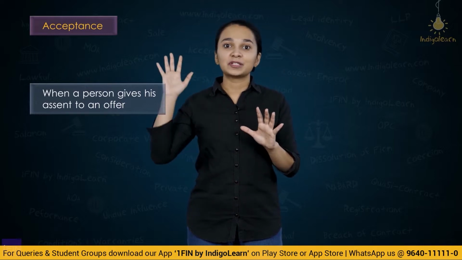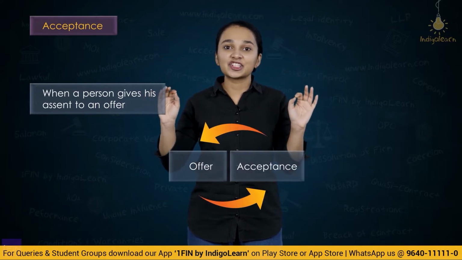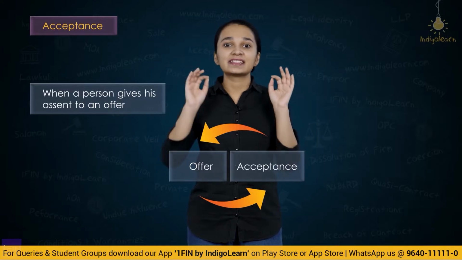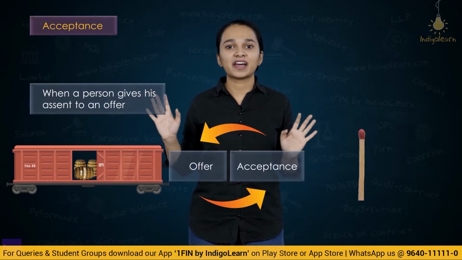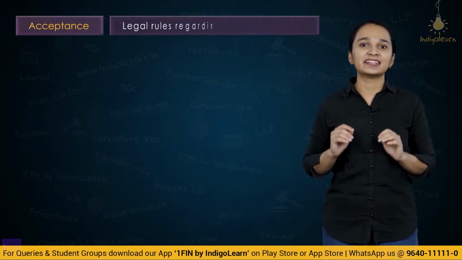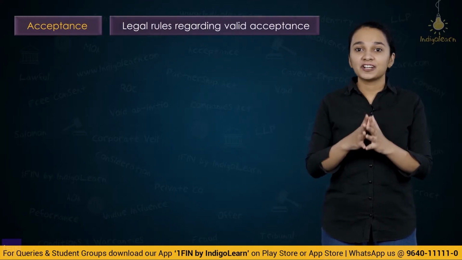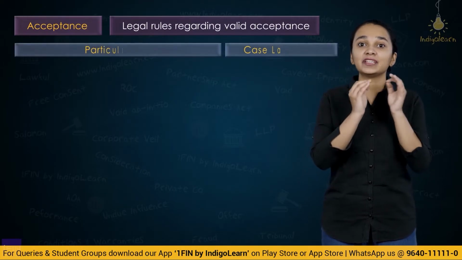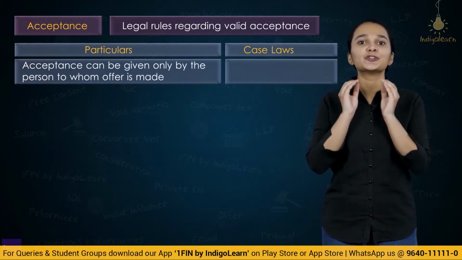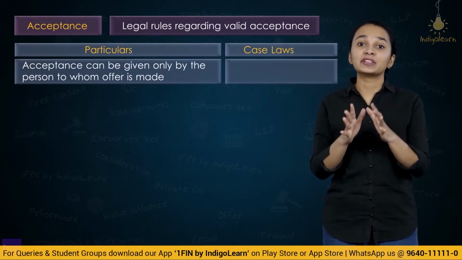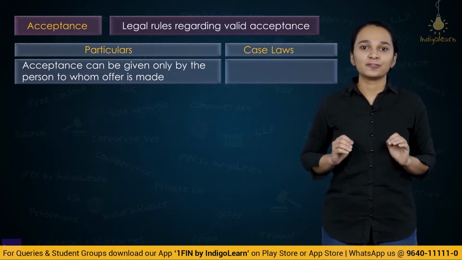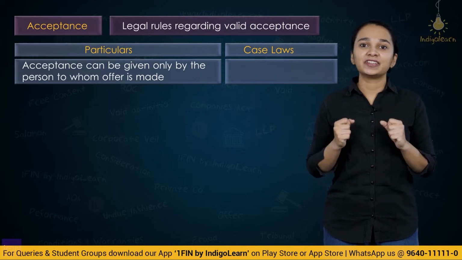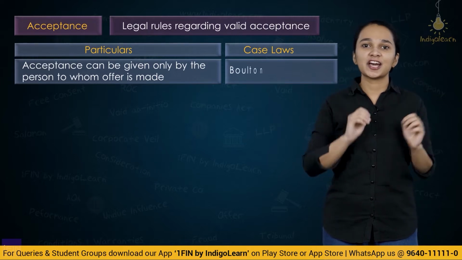And what is the relationship between offer and acceptance? The relationship between offer and acceptance is similar to a train of gunpowder and a lighted matchstick. And after this, we have also understood what are the legal rules regarding valid acceptance. The first rule here was acceptance can be given only by the person to whom the offer is made. So only the person to whom the offer is made has the right to accept the offer. And again here we can use the case of Bolton versus Jones.